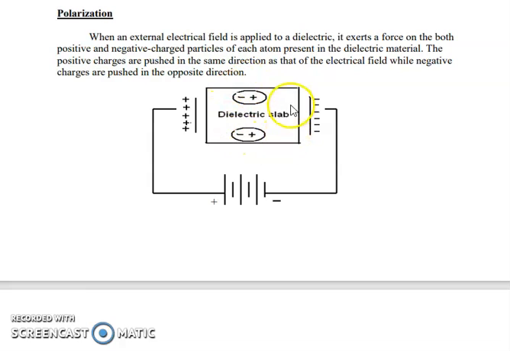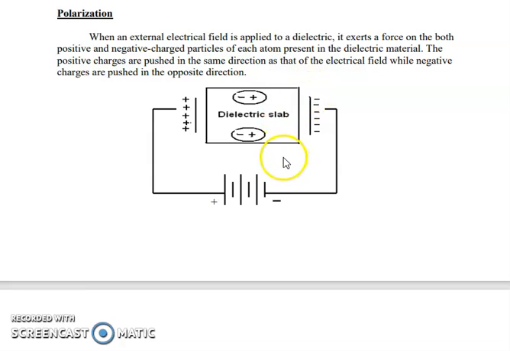Initially, if we don't apply any electric field, the charge centers are coinciding. That is, the positive charge is nothing but the nucleus, the negative charge is nothing but the electrons revolving in various orbits. So both the centers will coincide if we don't apply any electric field. Now since we have connected a battery across the parallel plates of a capacitor, we know that an electric field is generated.